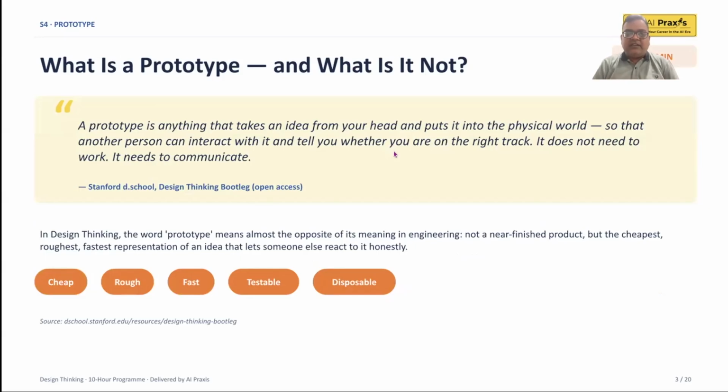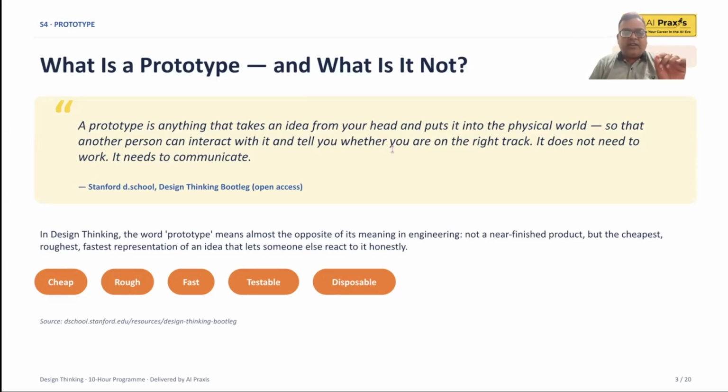So let's begin with a very simple question. When you hear the word prototype, what comes to your mind? For most people, it's almost a finished product, a working app, or a physical model, or something close to launch. But that's how engineers may think. In design thinking language, the meaning is completely different.